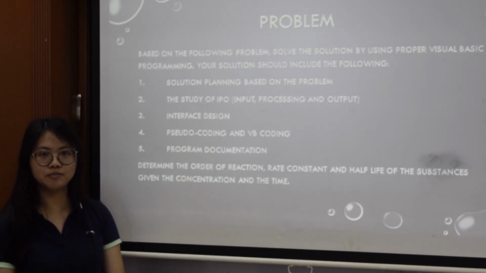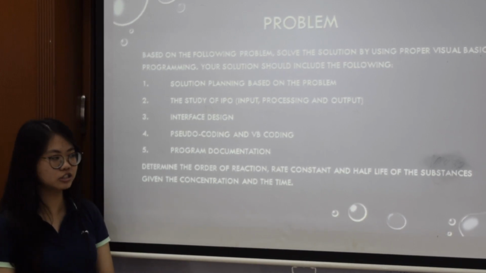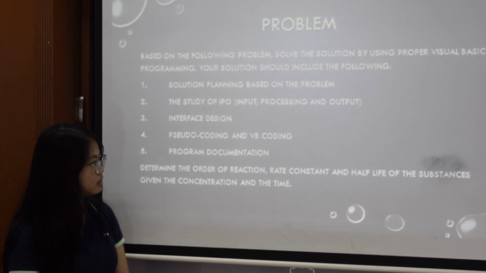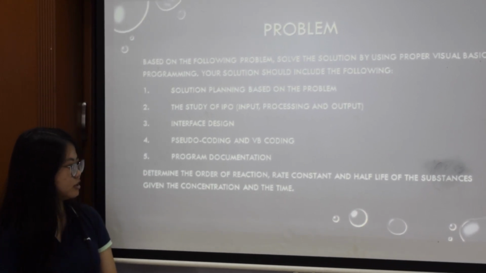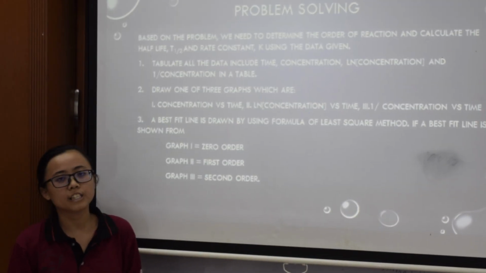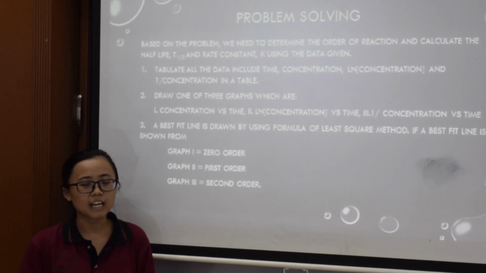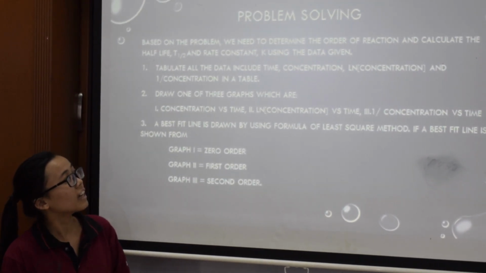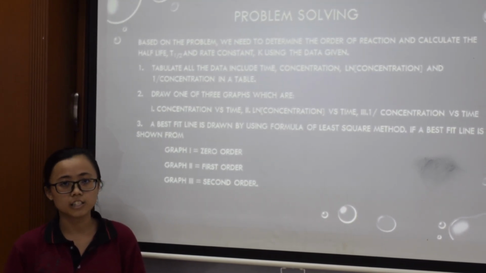So our engineering problem is to determine the order of reaction, rate constant, and half-life of the substances given the concentration and the time. Based on the problem given, we need to determine the order of reaction and calculate the half-life and the rate constant by using the data given, which are the time taken and the concentration.